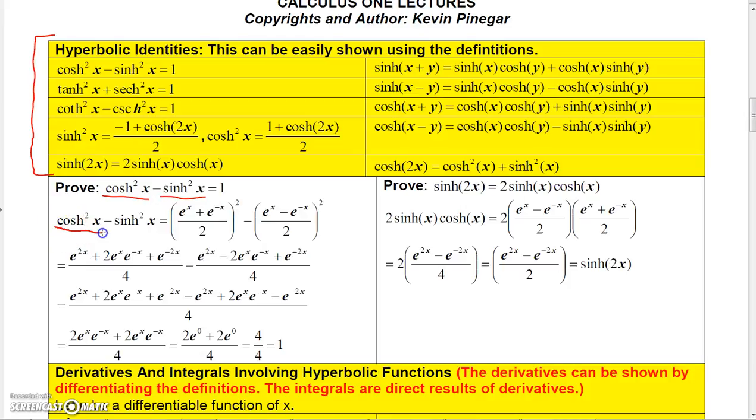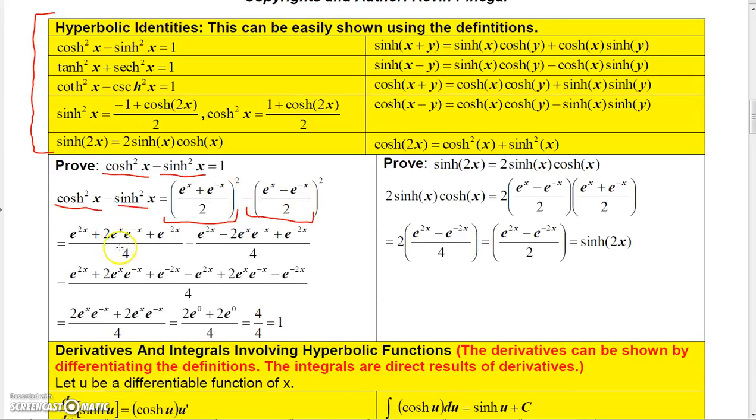Well, hyperbolic cosine squared would be this expression. Hyperbolic sine squared would be this expression. Well, if you squared this and squared this, you'd actually be squaring binomials in the numerator. So if you squared that, you would get e to the 2x, 2e to the x times e to the minus x, plus e to the negative 2x. And here you would get e to the 2x minus 2e to the x, e to the negative x, plus e to the negative 2x.